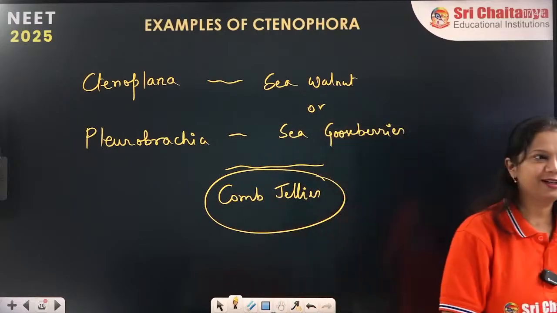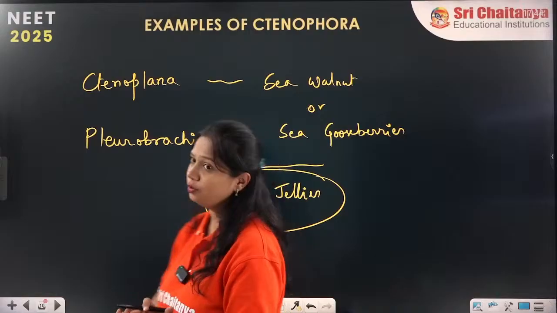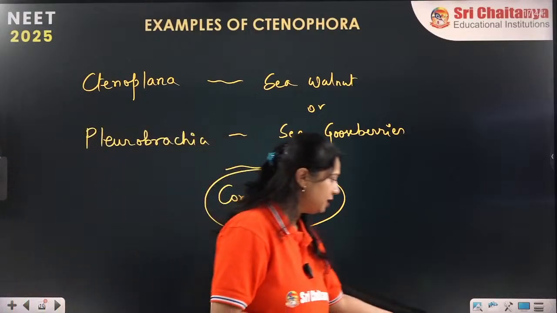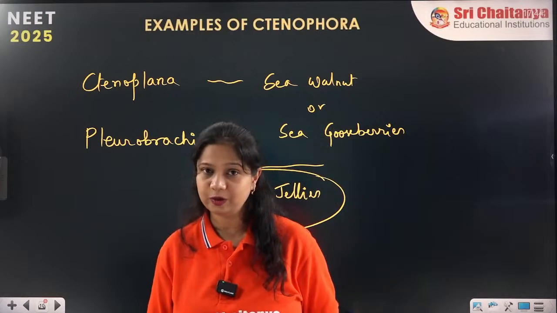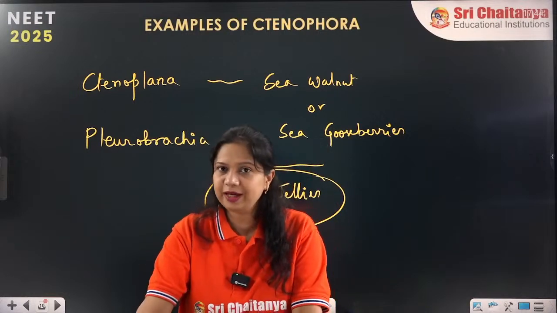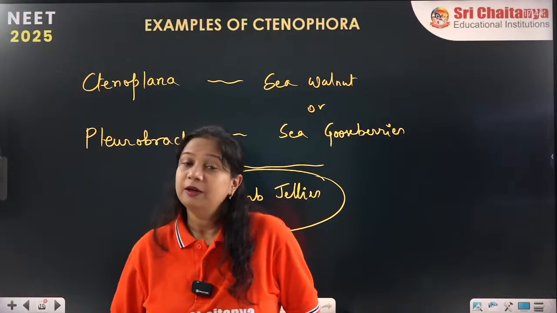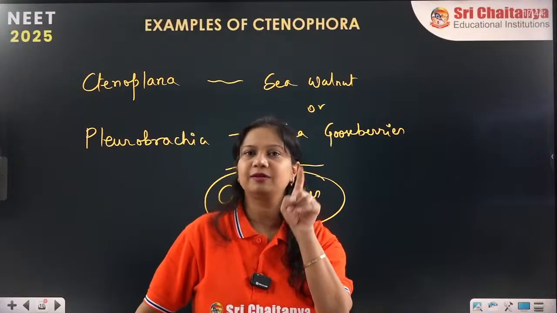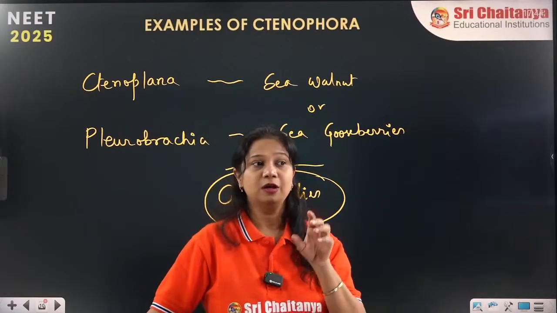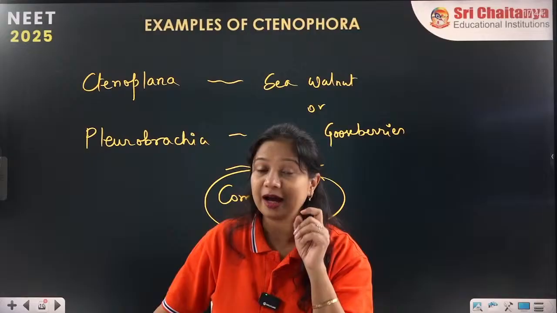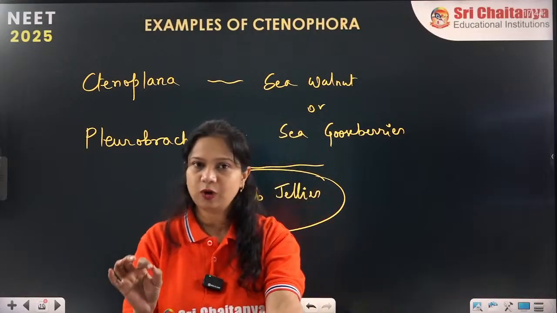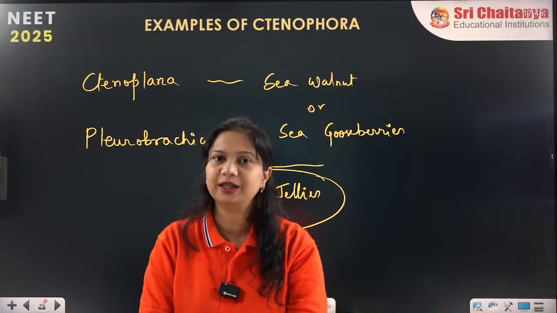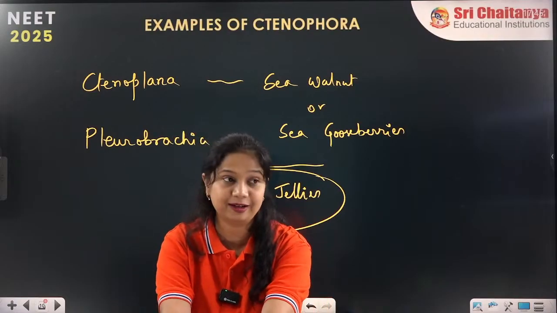Okay, so that is about the ctenophores. I am very sure you have understood what we have studied about the coelenterates and ctenophores today. If I ask you, tell me an example of phylum Coelenterata which is a freshwater form, what will be your answer? Give me the answer in your chat box right now. I am waiting for your answers. What will be the example of freshwater coelenterates?